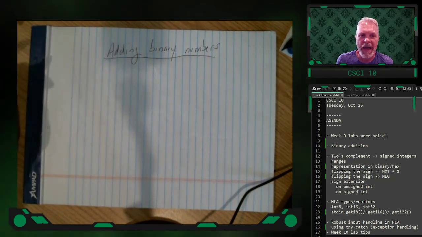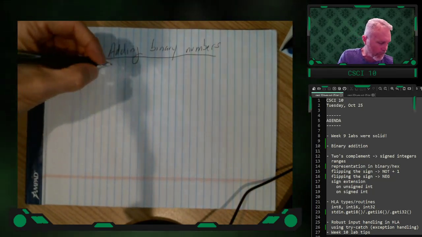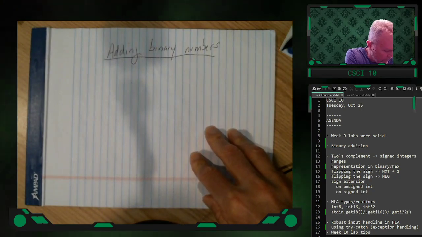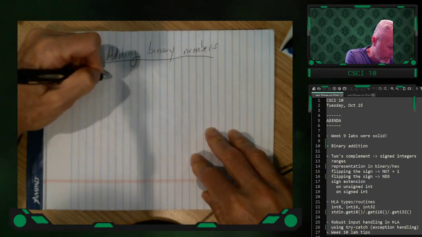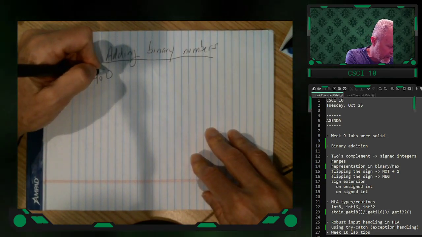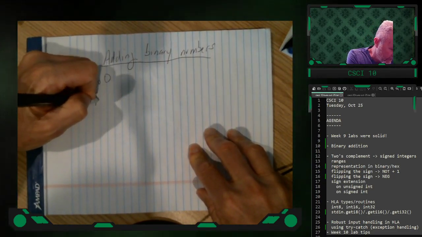Anyway, so adding binary numbers, the basic rules are simple. So let's do the basic rules. I'm just going to do single bits at a time, because you really only need to understand single bits to do binary math.